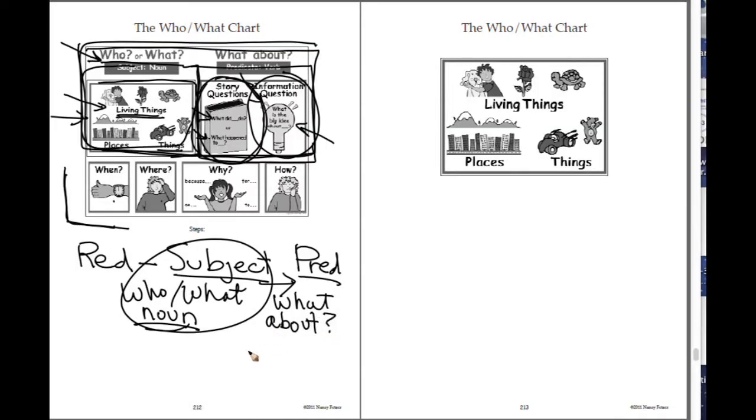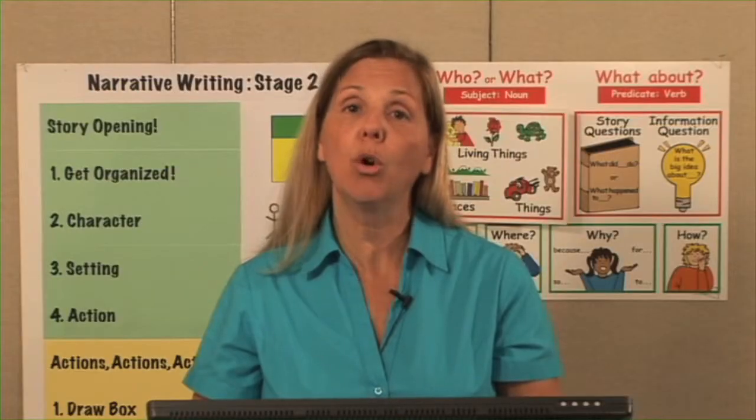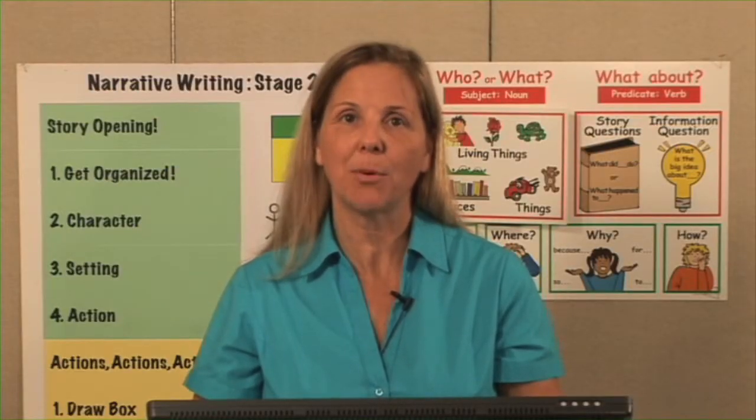When we asked the what about question, we had to determine, is this going to be about a narrative? Or, we go back to our light bulb, is this information that we're writing about a monkey? This red section has our subject, predicate, and the subject is identifying who or what, the noun, and then what about, and that's our information. So now we have our red section for the who or what and what about, the subject and predicate.